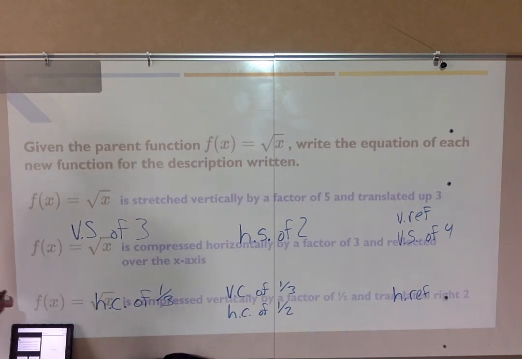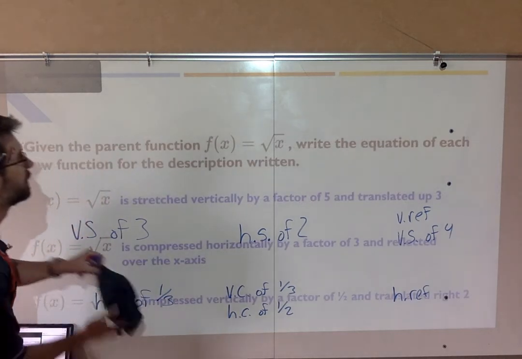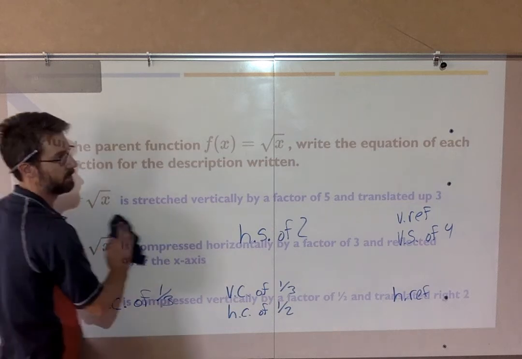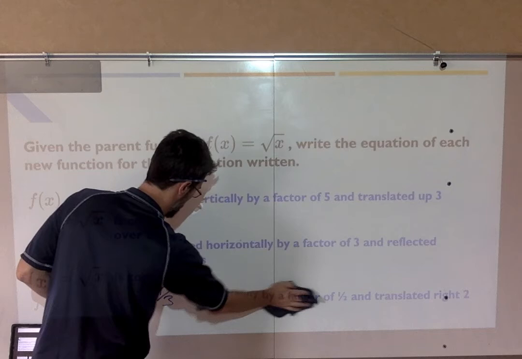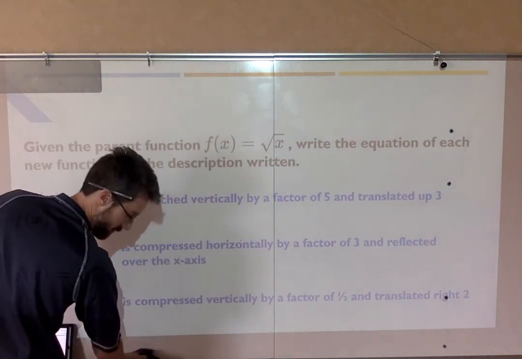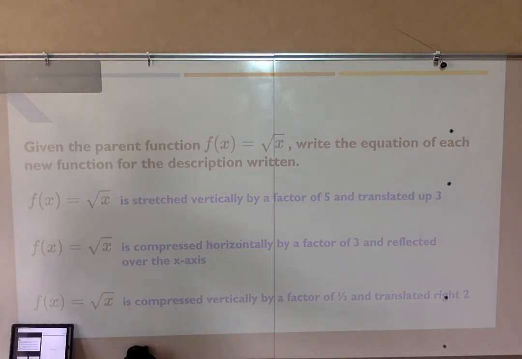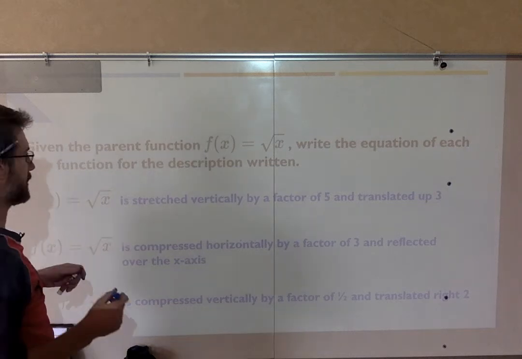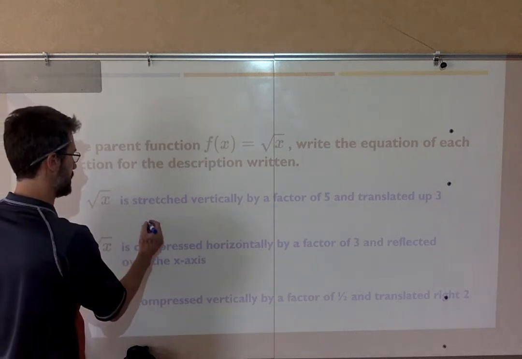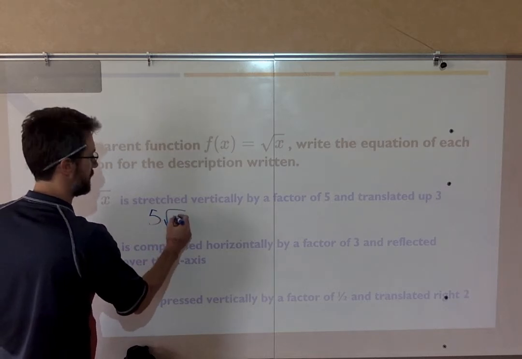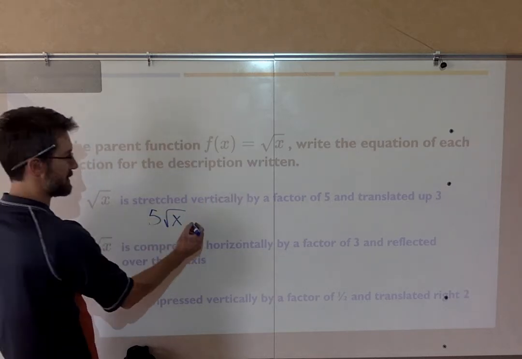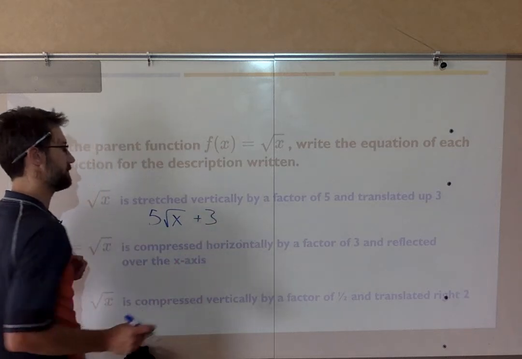All right, 2 more slides. So now just some slightly more complicated problems where we're converting from verbal description to the equation. Stretched vertically by a factor of 5 and translated up 3. So that means we're multiplying by 5 on the outside, and up 3 is adding 3 on the outside.